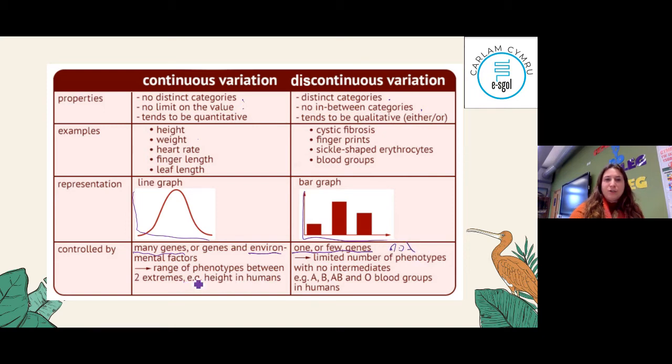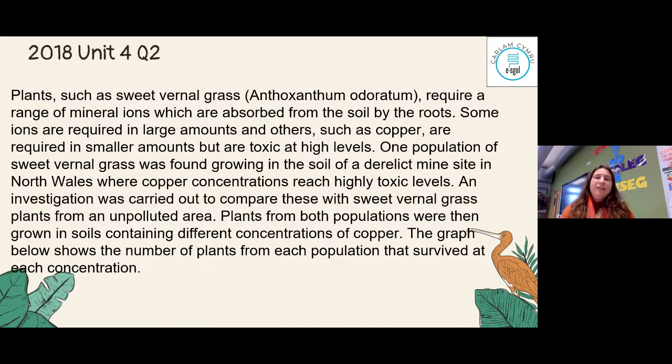Range of phenotypes between 2 extremes. There are no intermediates. There are no groups. And you can write examples to show that. Okay, here is an exam question from the 2018 paper, which you can find online. Just going to give you a moment to read that information before I switch the slides and you get to see the question.